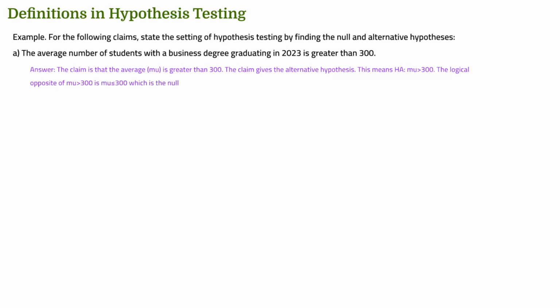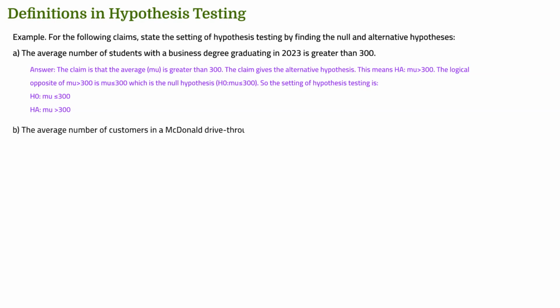The logical opposite of mu greater than 300 is mu less than or equal to 300, which is the null hypothesis. That means H0 is mu less than or equal to 300. Here's the setting. H0 is mu less than or equal to 300 and HA is mu greater than 300. Again, HA is the claim, H0 is the logical opposite of the claim.